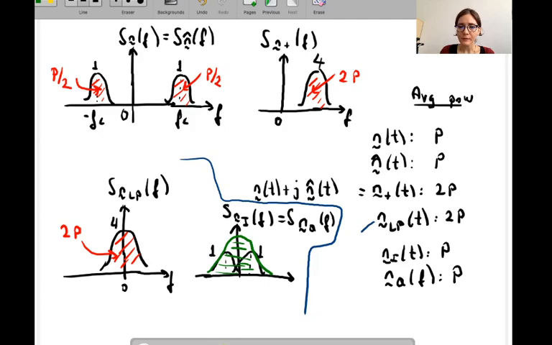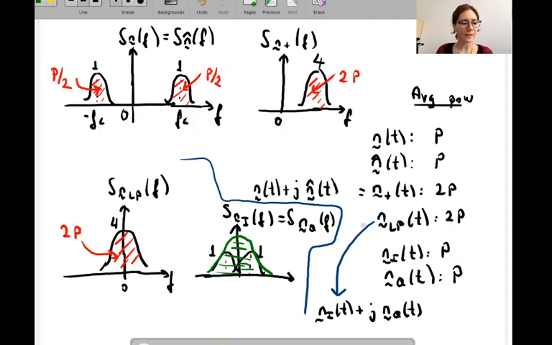Now, doesn't this make sense? Because if you just analyze n_LP of t, it's composed of these two processes. This is n_I of t plus j n_Q of t, right? This should have been t, by the way. It shouldn't be f. This is t. Okay, so this n_LP consists of n_I plus j n_Q, so it also kind of makes sense that you add up the power spectral densities.